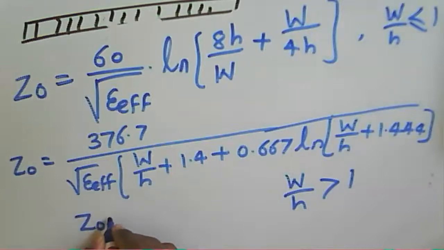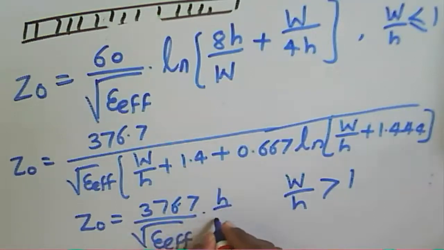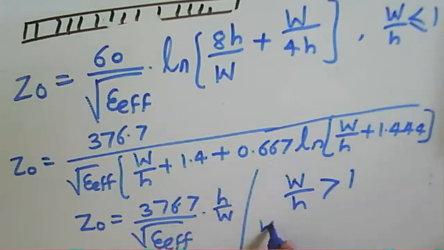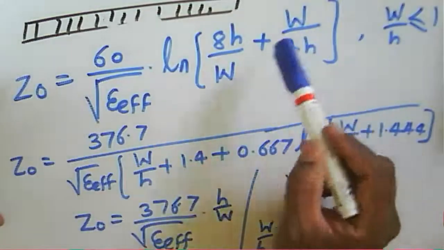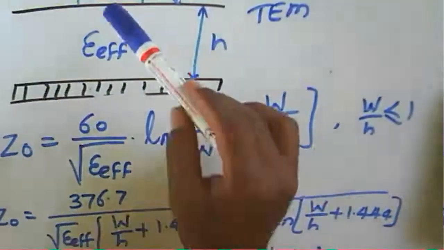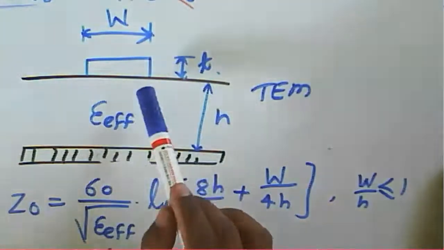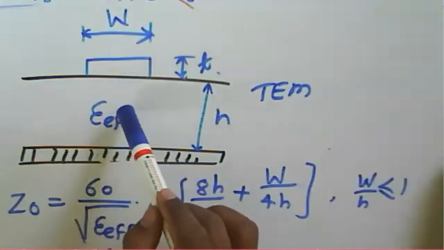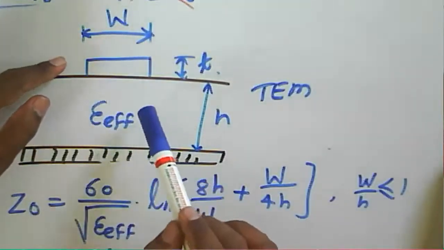Or we write another way, 376.7 divided by epsilon effective, times H by W. Again, this equation is valid when W by H is equal to or greater than 1. Now, these are the characteristic impedance equations for the given line. The characteristic impedance depends upon the width and height ratio. W is the width of the strip line, and H is the separation between the strip conductor and the ground plane. So we get the characteristic impedance with respect to the W by H ratio.